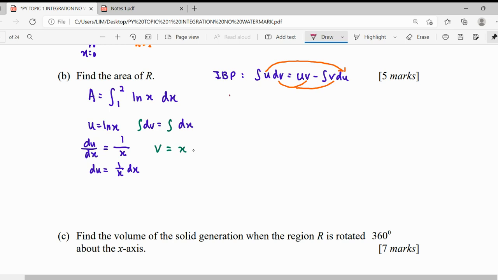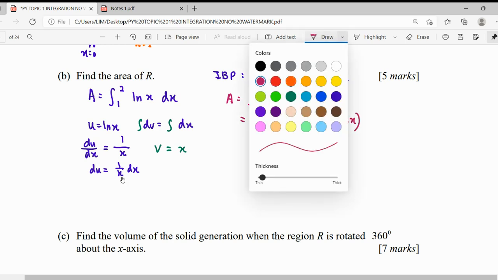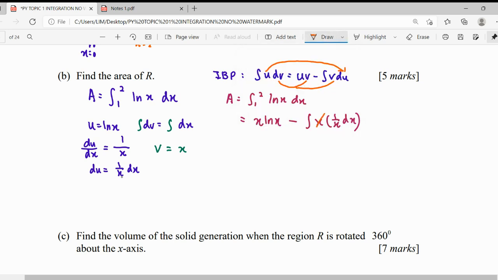Okay, so for our area, the integral of ln x dx, our formula will be uv, so x times ln x. In order to see it clearly, I will put x times ln x. Then minus v, which is x, du is 1 over x, so 1 over x dx. So notice that we can simplify; the x here can be simplified.